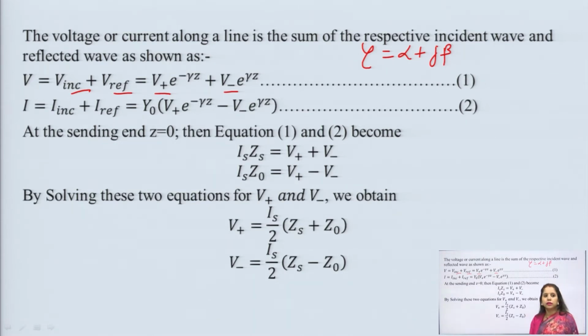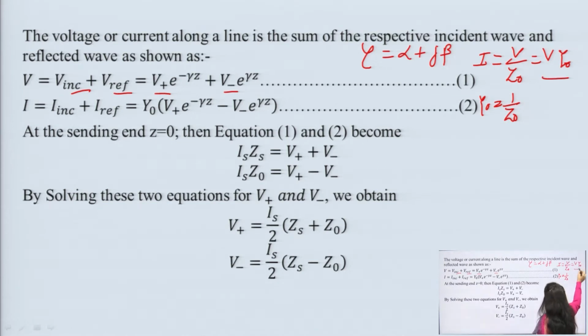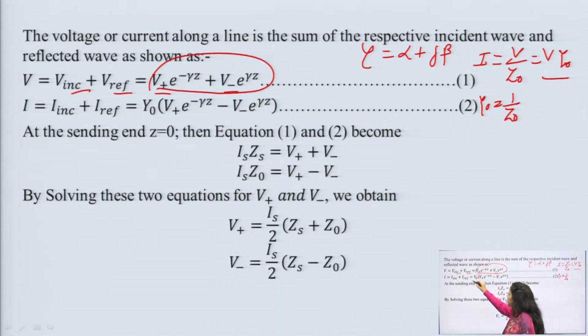Similarly, as we write the voltage, we also have to write the current, which will be incident plus reflected. We know I is equal to V upon Z naught, and Y naught is equal to 1 upon Z naught, so we can write it as V Y naught. The same thing here: Y naught V plus e to the power minus gamma z, and so on, and simply we have to add Y naught to the complete expression of V.